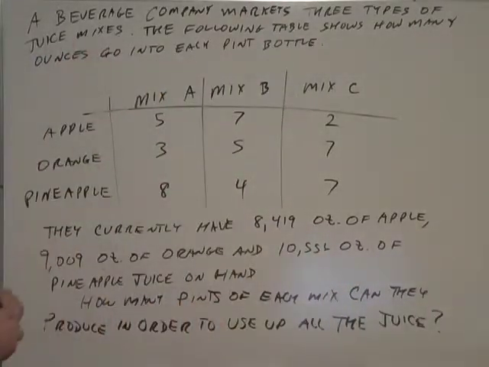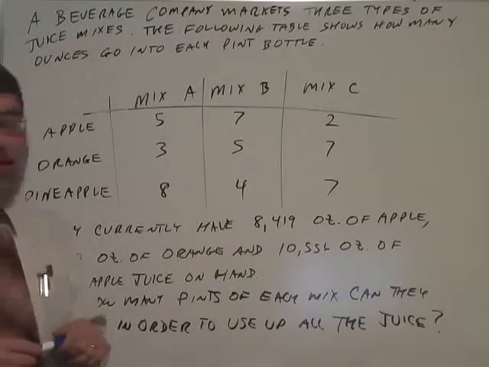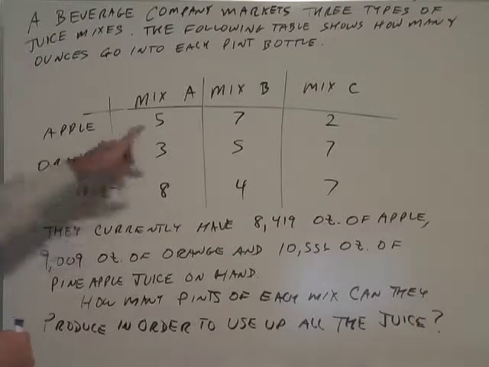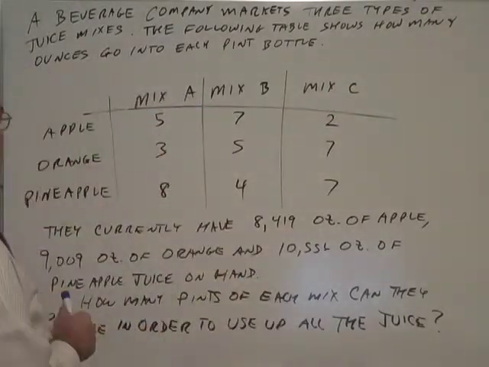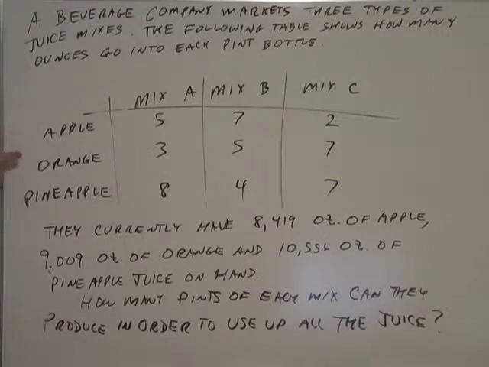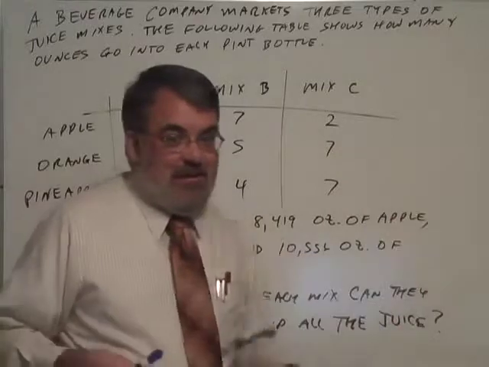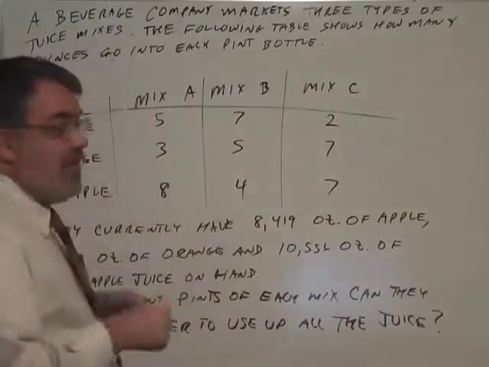A beverage company markets 3 types of juice mixes. The following table shows how many ounces go into each pint bottle. Alright, so we have a mix A and a B and a C. Not too creative on my part. And they mix apple juice, orange juice, and pineapple juice. And I have no idea if any of these would taste any good at all, but anyway, I've just made up the numbers.